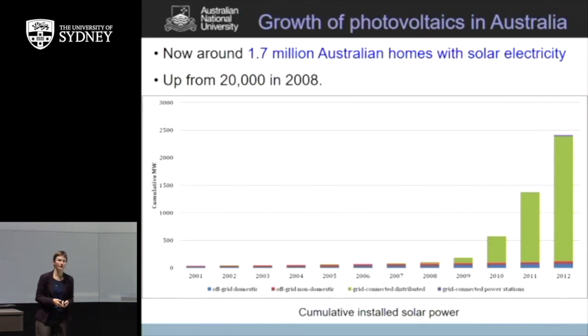We can see the dramatic increase in the amount of installations that's happened in Australia. In Australia, it really took off around 2008, so we had around 20,000 systems installed across all of Australia in 2008, and it's been increasing rapidly ever since, and now we're up to about 1.7 million. So this is quite a significant fraction, 20 or 30% or so of all the residential houses in Australia. It's quite a significant amount, and it's because of that dramatic reduction in price that we've seen.